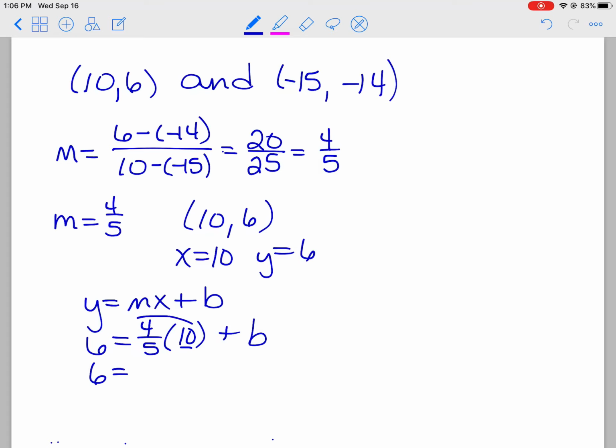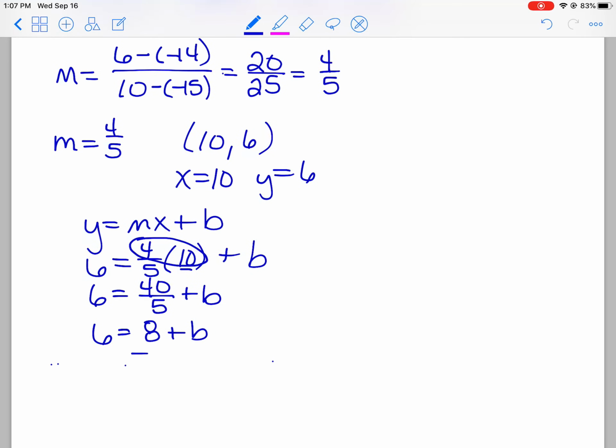Again, we're going to multiply the 4 times the 10, and that gives me 40 divided by 5 plus b. 40 divided by 5 is 8 plus b. Subtract 8. And b is equal to negative 2. So my equation is y equals 4/5 x minus 2. Okay. And that is how you find the equation of a line through 2 points.